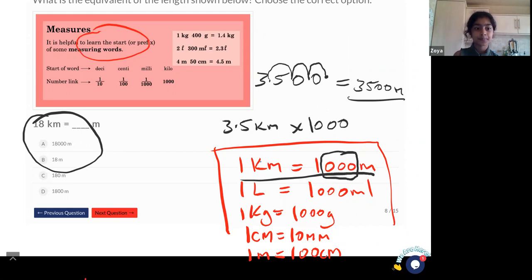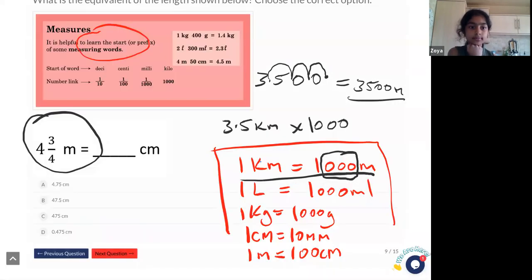So when we multiply by 1,000, how many zeros do we add at the end of 18? 3. Excellent. So if you were to stick 3 zeros at the end of 18, what will that give us? 18,000. Any number, if you add 3 zeros at the end, it's always going to be thousands. So because that's 18 and you've got 3 zeros at the end, 18,000. Well done.